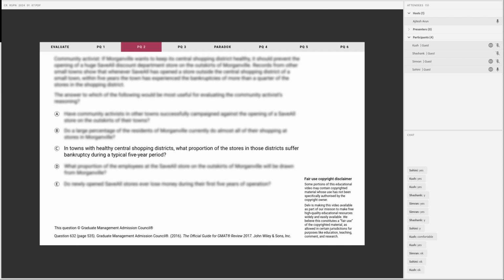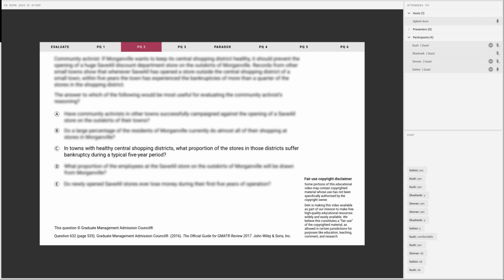Hi, Ajitesh. So here I was thinking about this option, and why it is the correct one. If in a typical 5 year period the bankruptcy rate of the stores is more than 25%, then we can't blame Save All for the bankruptcy. Good.